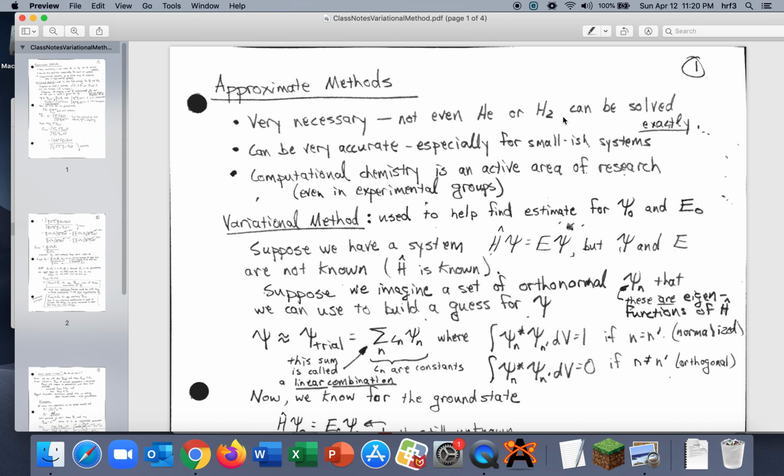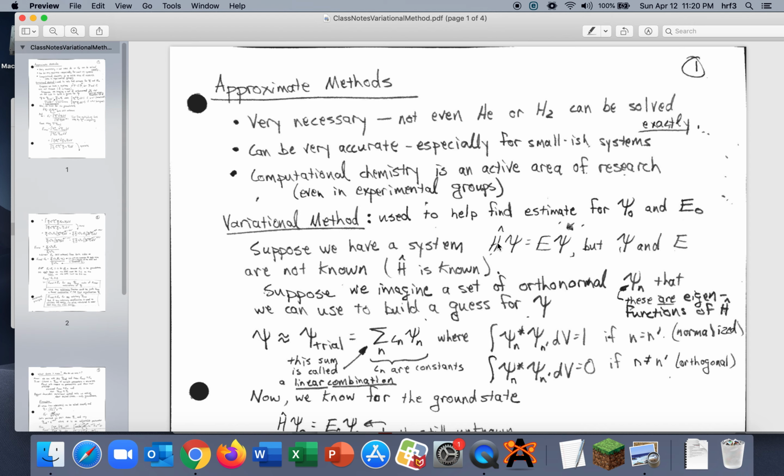So I'm going to talk about the main workhorse today. That's the variational method, and we'll talk about a few other methods, perturbation theory and density functional theory later. But today, the basics of the variational method, the principle behind it. The main thing is this is used to help find an estimate for the ground state of the wave function and also the ground state energy.